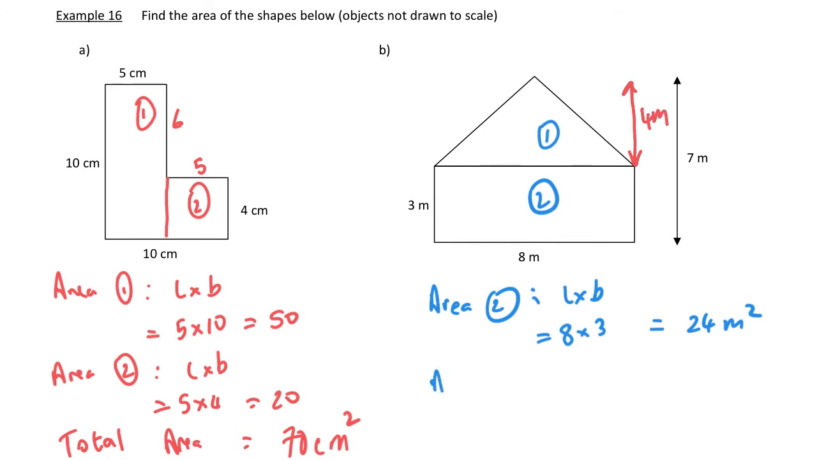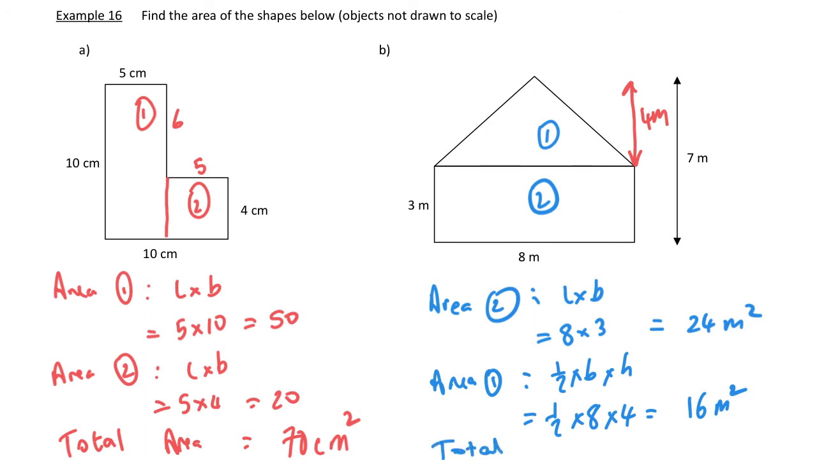So area 1 then is a half times base times height, which is a half times 8 times 4, which is 16 square metres. So the total area is going to be 40 square metres.